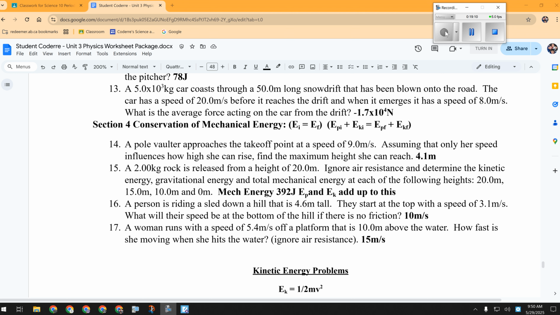It absolutely does. Now they do tell you that the length of the snowdrift, which would be the distance over which the work is done, is 50 meters, and the question specifically asks for you to calculate force, right? Which means it has to be a work energy theorem question because force is never part of a conservation of energy question.